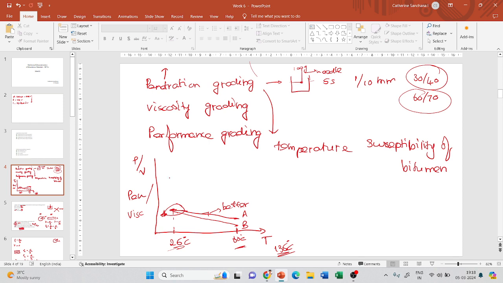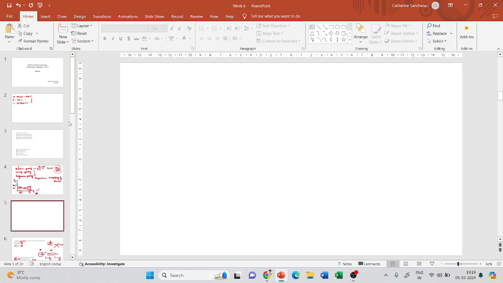So they measured the consistency measures at these three temperatures and set a limit for it. When they set a limit for it, what they actually did is they tried to monitor the slope of the temperature susceptibility curve. If the slope is less, then it is a good quality bitumen, right? So that is when they moved on to viscosity grading.